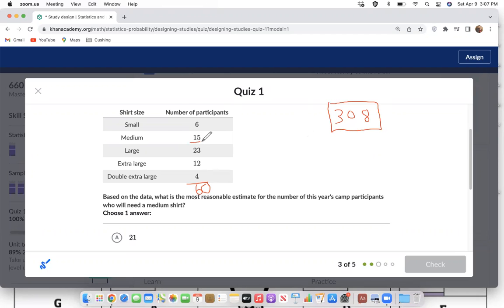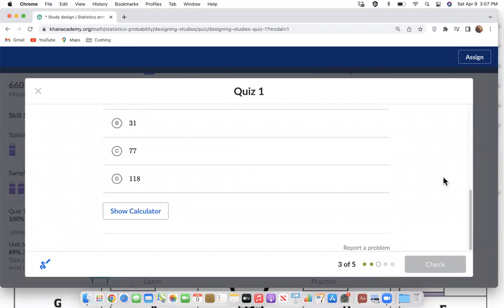In the sample, it was 15 out of 60, and that is 25%, 15 divided by 60. You can just take the number of mediums and divide it by the whole sample. If you put this in your calculator, you'll get 0.25, which is the same as 25%. Now if we take this 0.25 and multiply it by 308, we're figuring out what 25% of 308 is. Let's do that in the calculator. So 308 times 0.25. I'm going to clear my drawings.